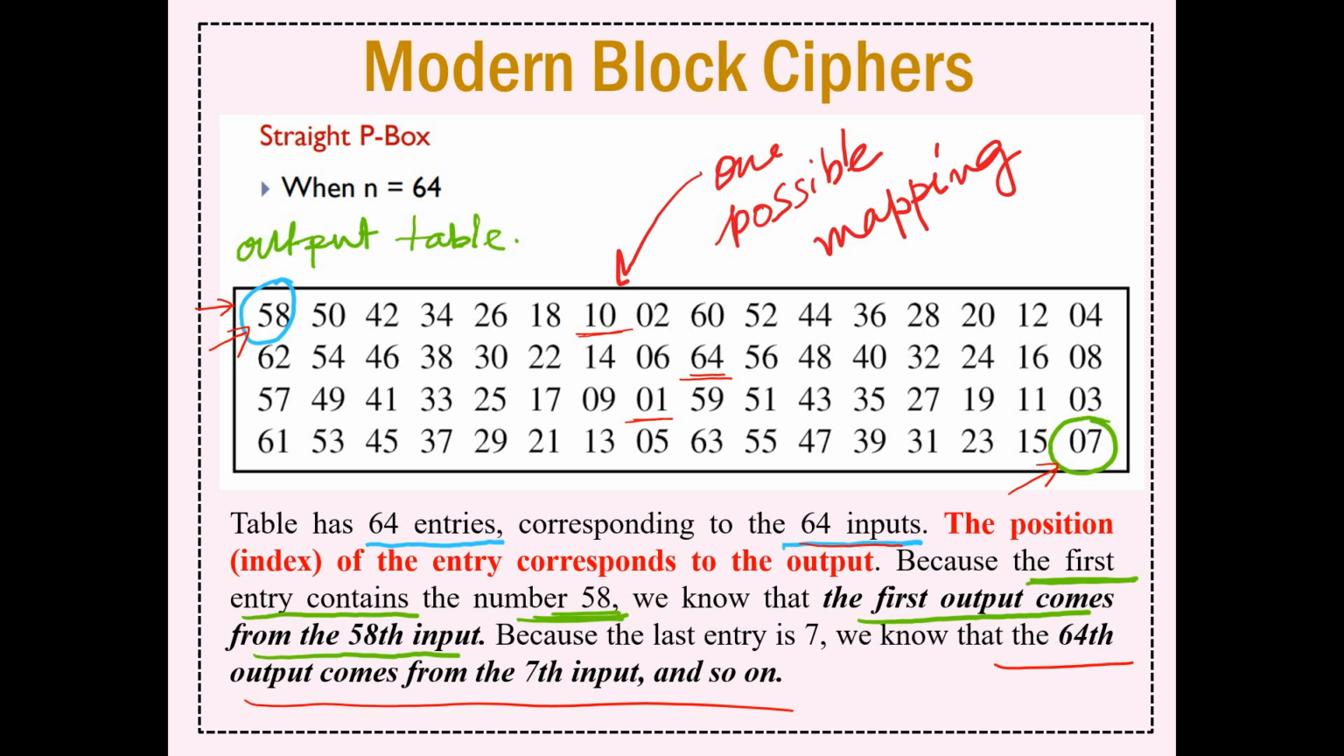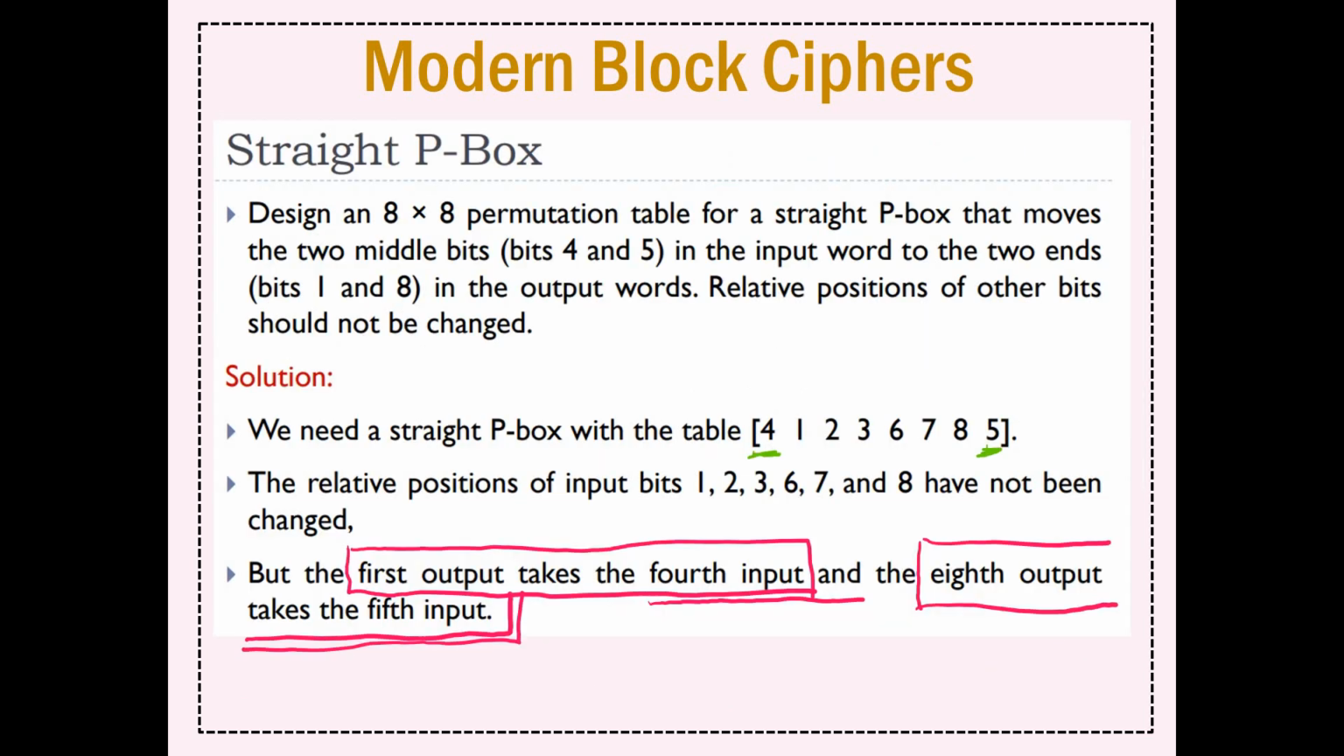That's one of the examples, because this is the standard one given in the textbook, and most of the illustrations will be there. Now, keeping that in mind, this is another example of that same logic. Design an 8x8 permutation table for a straight P box that moves the two middle bits 4 and 5 in the input word to the two ends, that is 1 and 8.